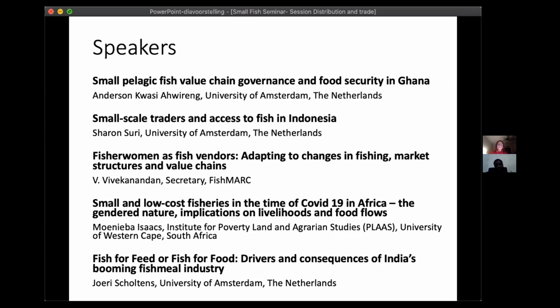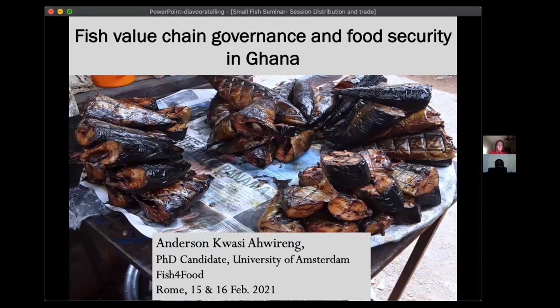Then we turn to the pandemic, and Moenieba Isaacs from the Institute for Poverty, Land and Agrarian Studies at the University of Western Cape in South Africa will share results from a study that she's been involved in, looking at the gendered nature and implications of the pandemic on livelihoods and food flows. And then our final speaker in this session is Joeri Scholtens, also from the University of Amsterdam, who will talk about the fishmeal industry, its drivers and consequences for fish for food. So I think now we can turn to Anderson. Thank you, Anderson.